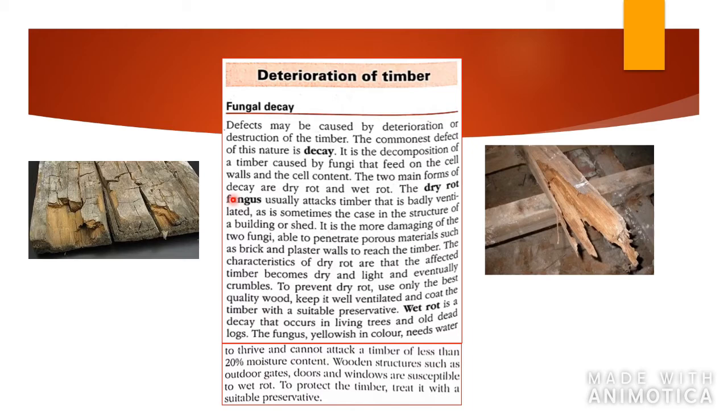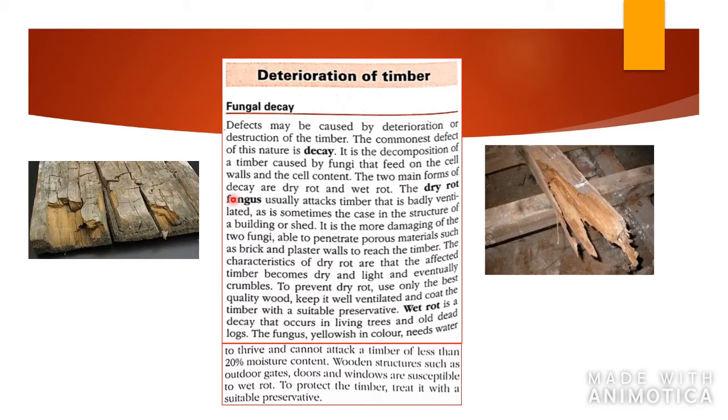The dry rot fungus usually attacks timber that is badly ventilated. If you have timber that is not ventilated, the fungus will build up. If you have water entering that area also, it is a good breeding ground for fungus to penetrate the wood and make it deteriorate.